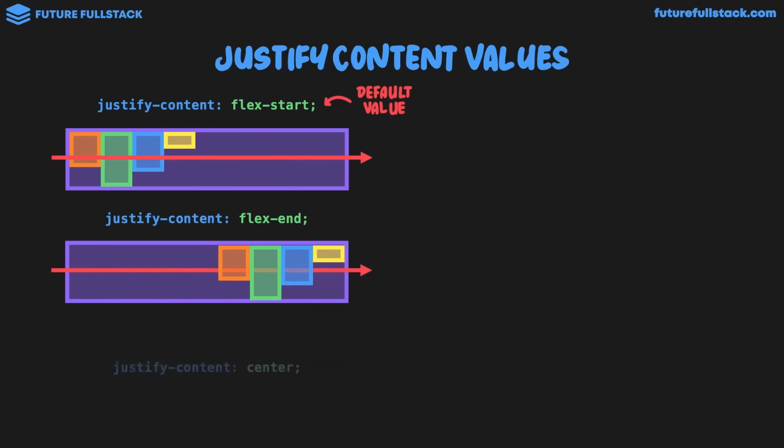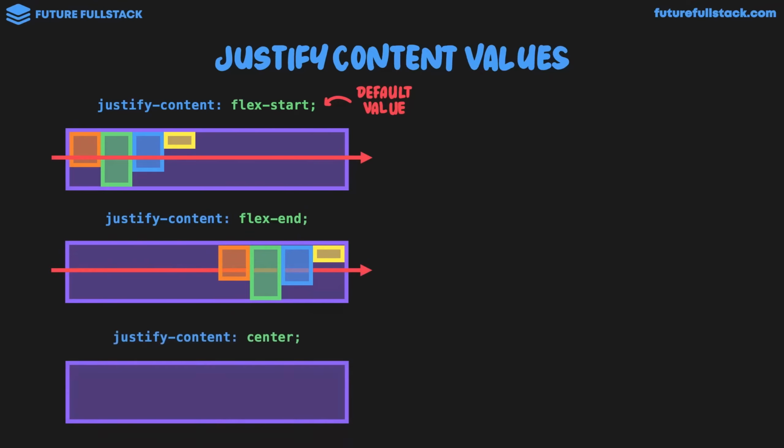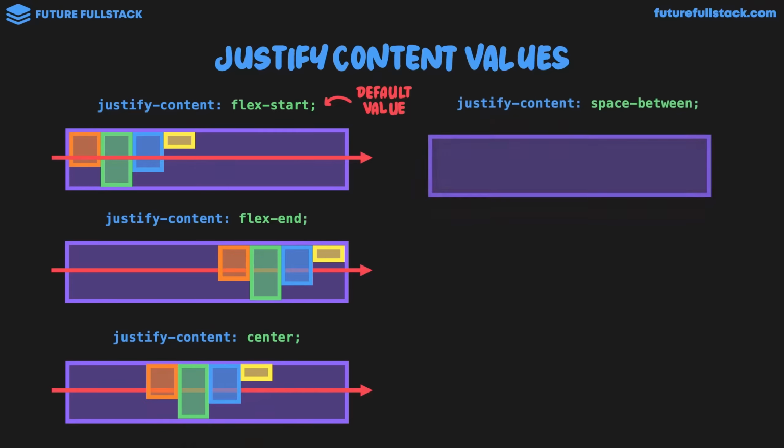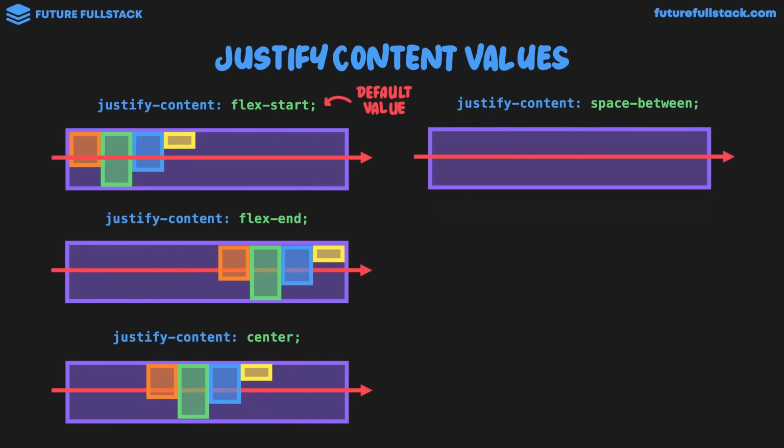The next value we'll look at is center. We have our flex container, our main axis, and as you'd guessed, the value center centers all our flex items along the main axis. The next value is space between. We have our flex container, our main axis. The first and last flex items are placed right at the edge of the container, and the remaining flex items are then inserted so that there's equal space between all the flex items.